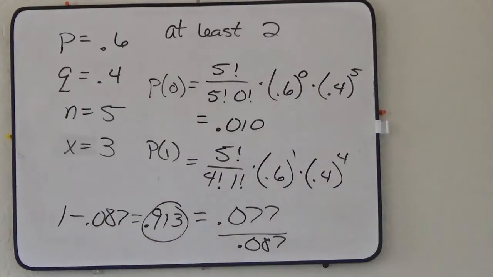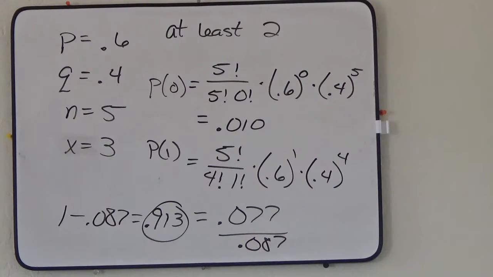I hope you understand kind of what I did there. I did the opposite of what it asked for because the opposite was going to be easier. Then I subtracted the answer of the opposite from 1 to find the probability of at least 2. If I found the probability of 2, then 3, 4, and 5, and added them all together, I would get 0.913. So this was just an easier way of doing the same thing.